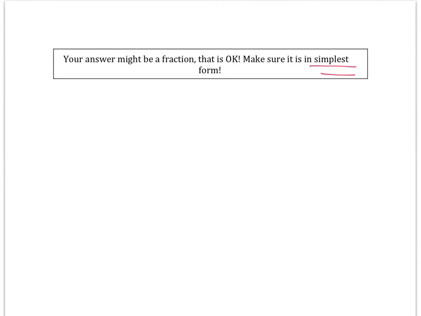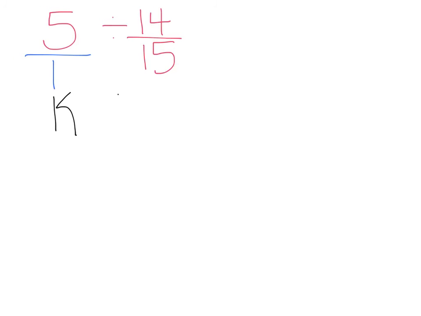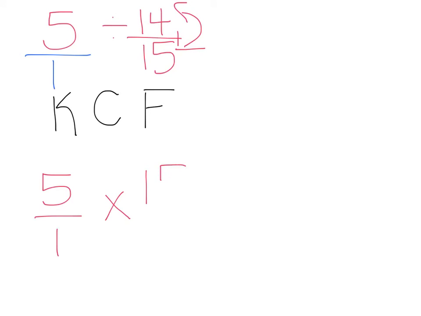I just want to review with you guys really quick how to divide fractions, because you might have to do that. Remember, if I have 5 divided by 14 over 15, I have to make it balanced, so I would put the whole number over 1. Remember, those 3 words I have to keep, change, flip. So I would keep 5 over 1 the same. I would change division to multiplication, and I would flip 14 over 15 to become 15 over 14.